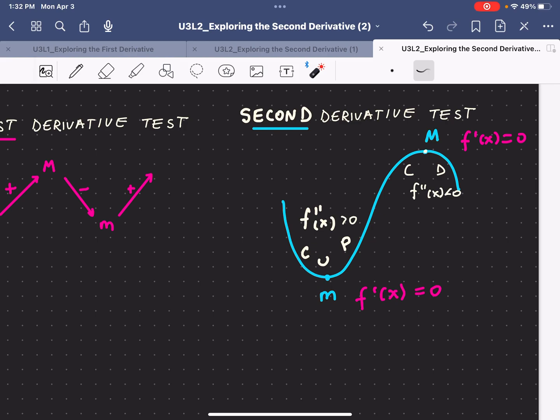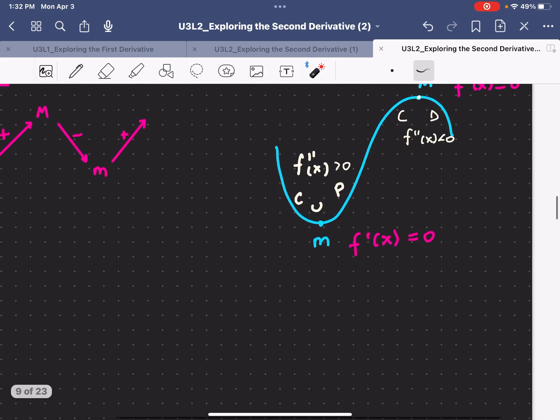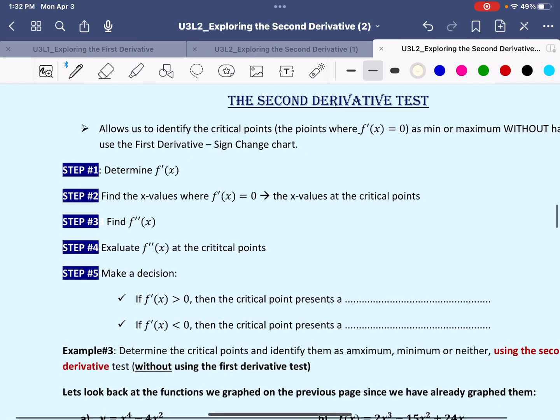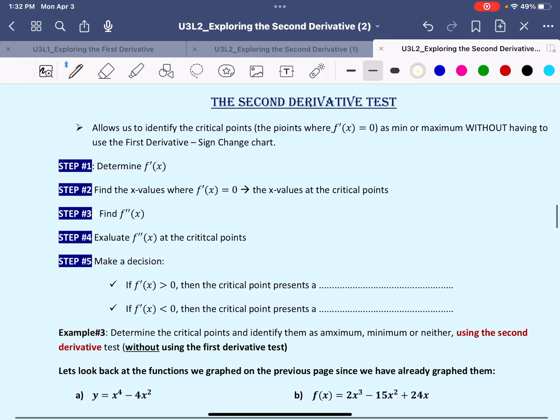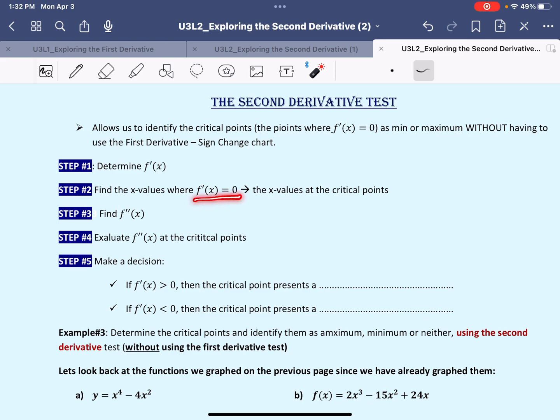So with this in mind, then we're going to say that in order to identify whether a critical point represents a min or a max, we have to use the sign of the second derivative. So the steps we follow is, first of all, we need to find f prime of x. That will help us determine the values of x where the function will have the critical points. So we do that by making f prime of x equal to 0. So that will show us where the function has the critical points or the extrema, but it won't tell us exactly whether those extrema would be a min or a max.